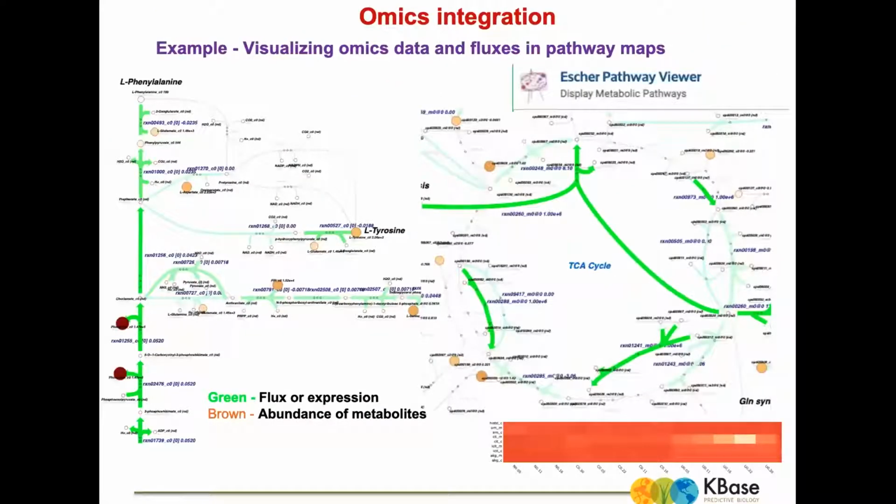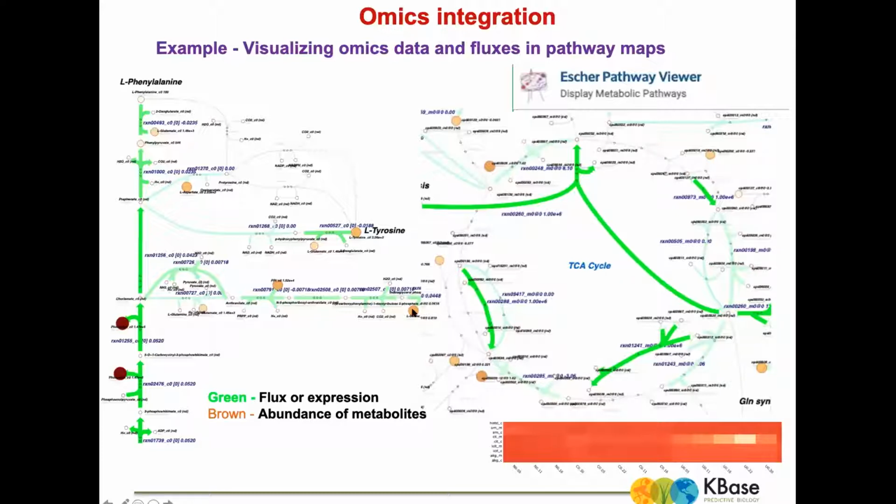So in omics integration, in KBase, there are tools, like the couple of examples I'm showing here, that you can use to visualize omics data, like transcriptomic data and metabolomics data, and fluxes in Escher-based pathway maps.